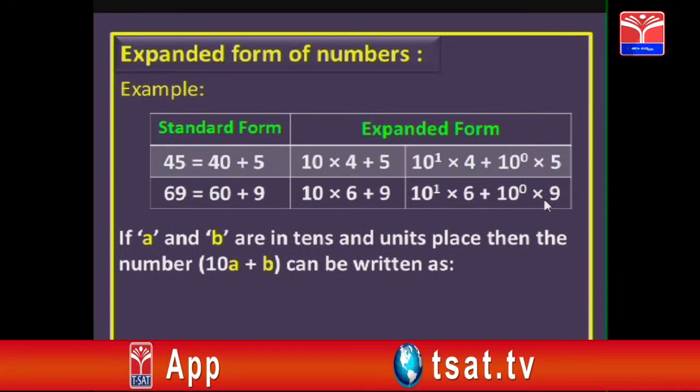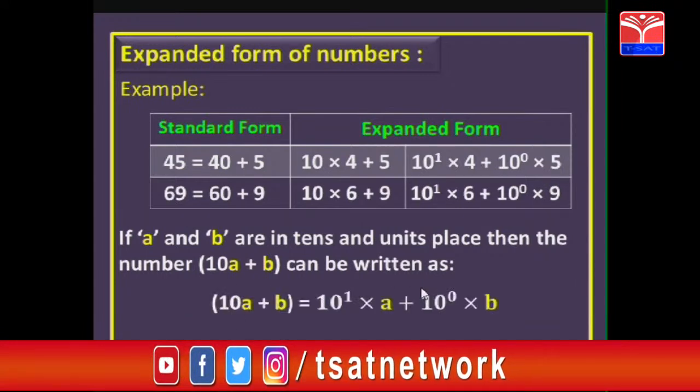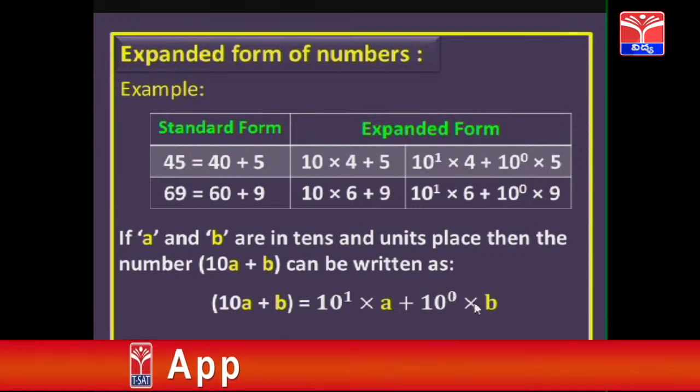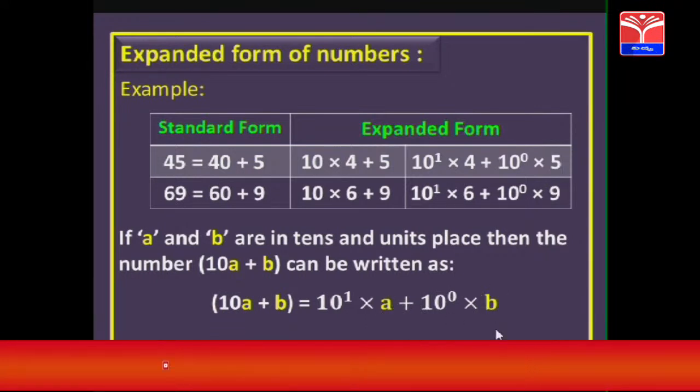Suppose A and B are in the tens and units places. Then the number 10A plus B can be written, how do we write it, children? So, 10 to the power of 1 into A plus 10 to the power of 0 into B, where A is in tens place and B is in ones or units place, children. So, now children, you know how to write a given number in expanded form.